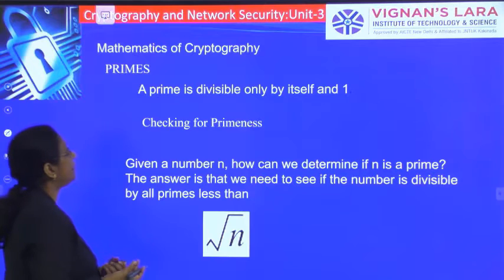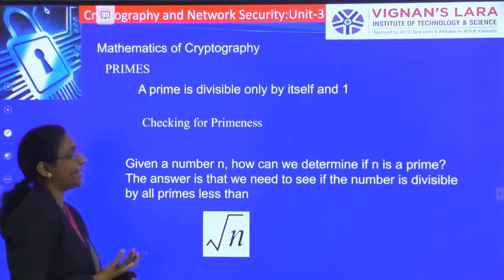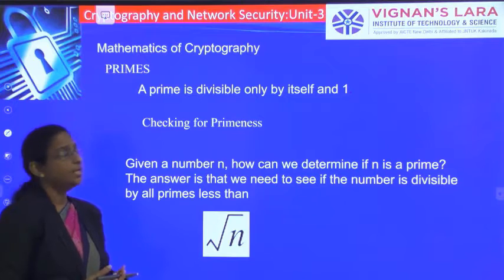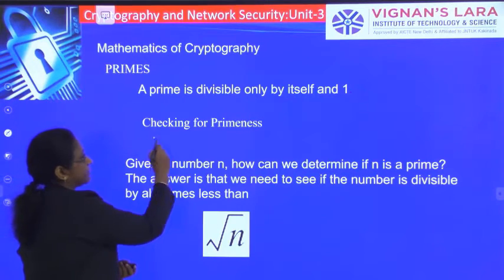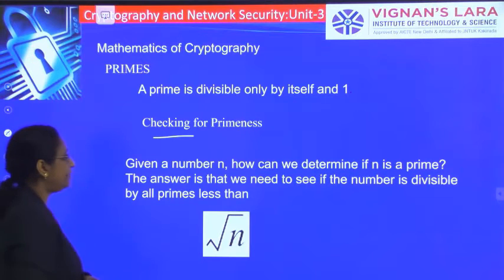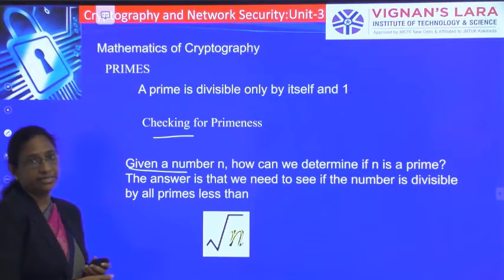So what is a prime? A prime is divisible only by itself and 1. If a number is divisible only by itself and 1, then it is said to be a prime number. How do we check for the primeness of a number? Given a number n, how can we determine if n is prime?